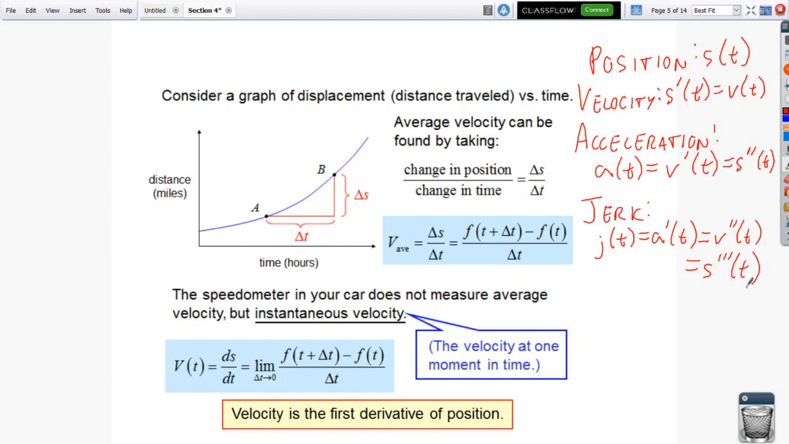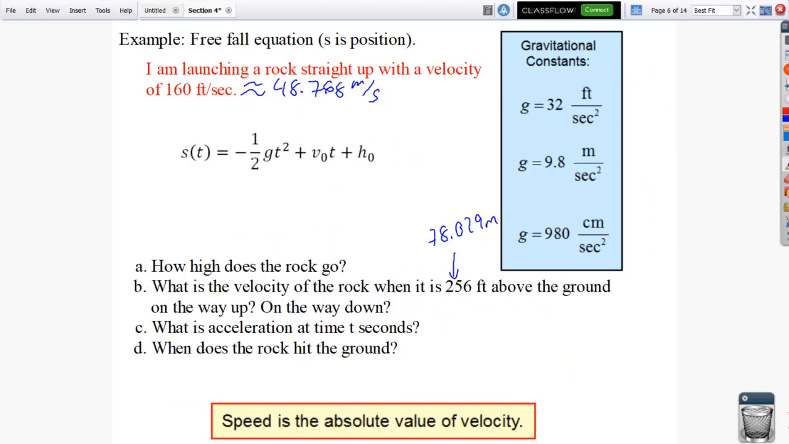All right? So we're going to actually go to a problem now. And that problem is, right here, throwing a rock up in the air. All right, so I am launching a rock straight up with a velocity of 160 feet per second.